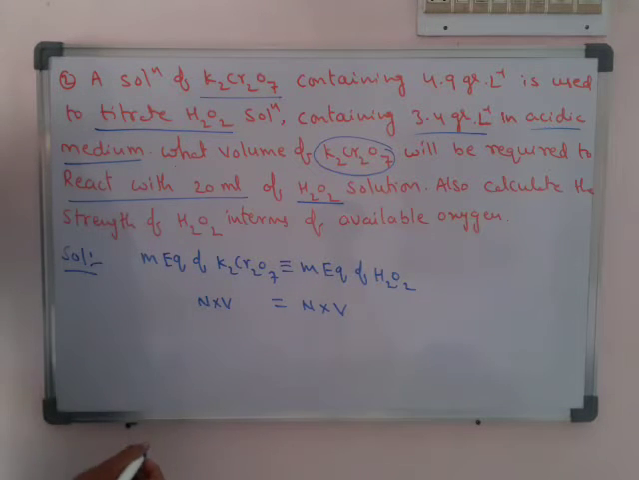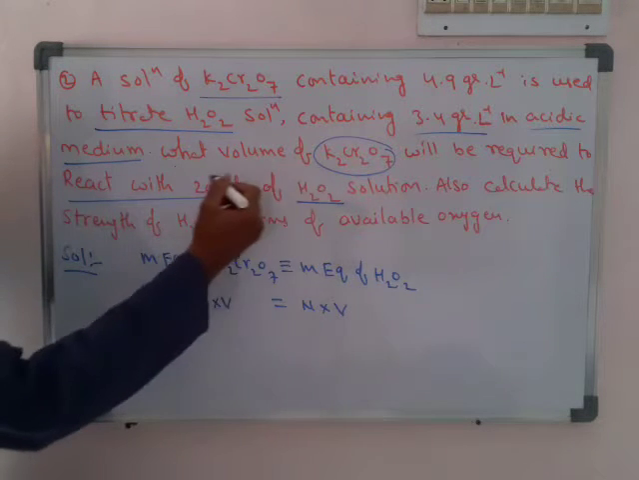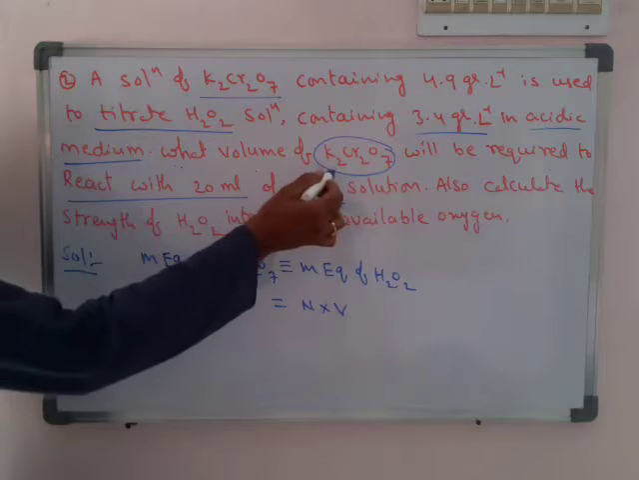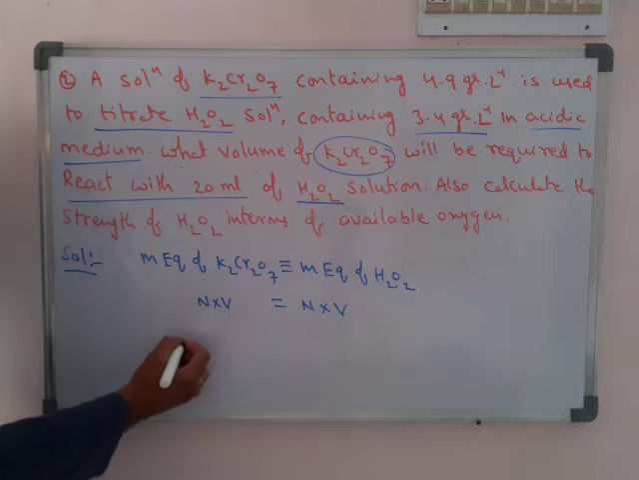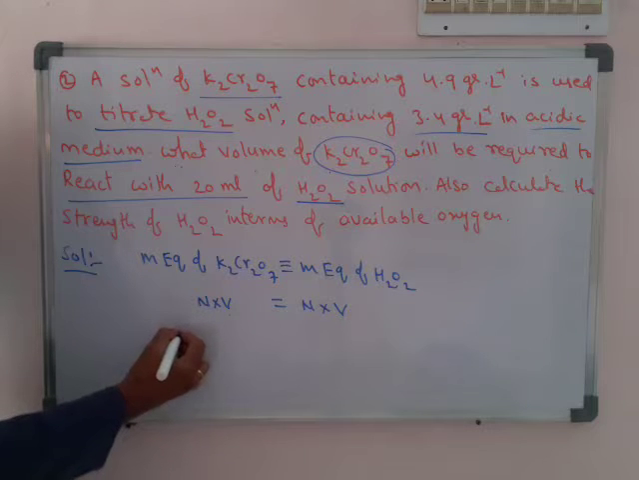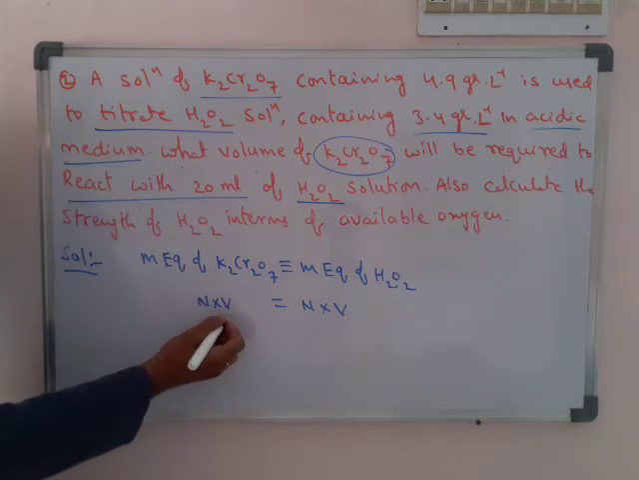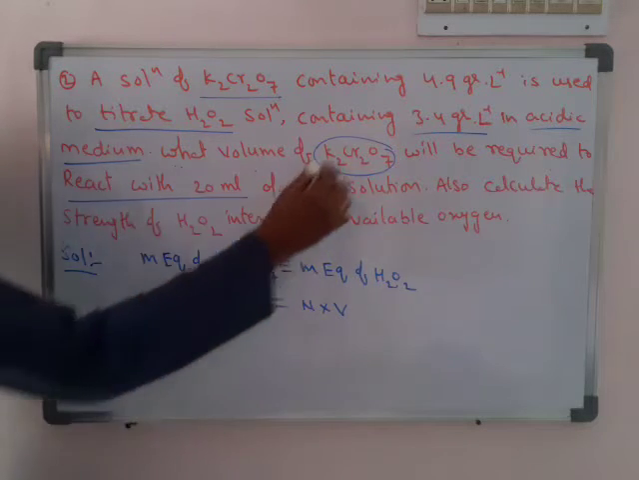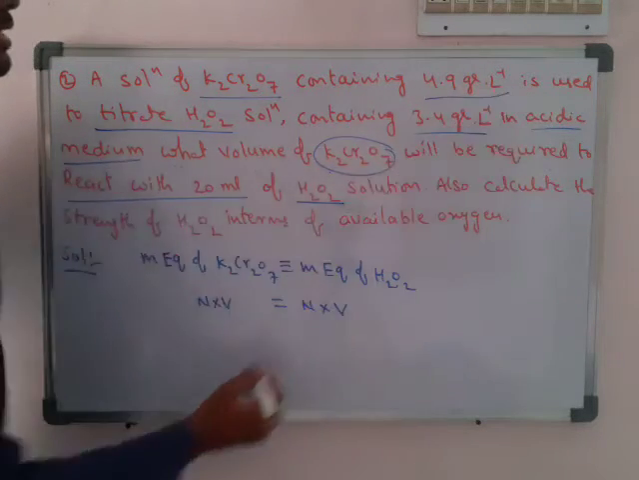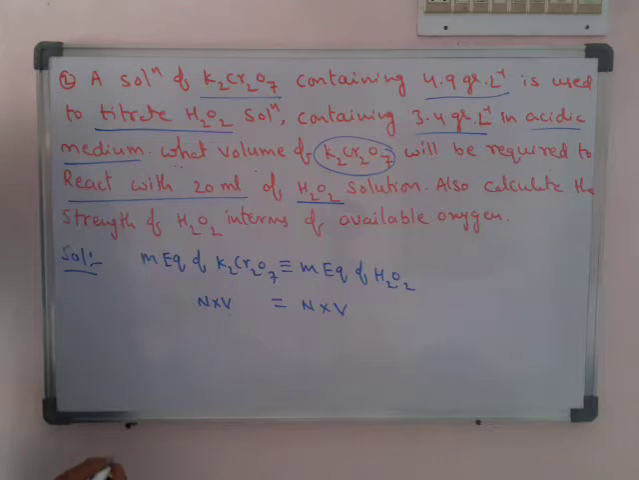So we have to find out, calculate what volume of K2Cr2O7 is needed. So we must know the normality. So what is the formula for normality? The value has to be found out. It is given per 1 liter. The information is given to calculate the normality: 4.9 grams per liter.